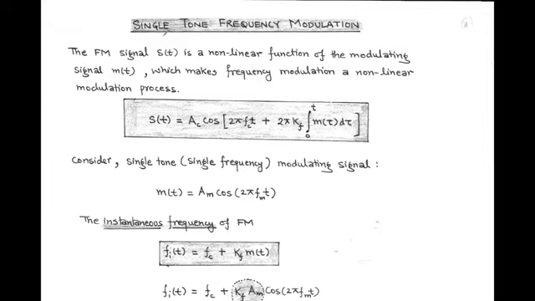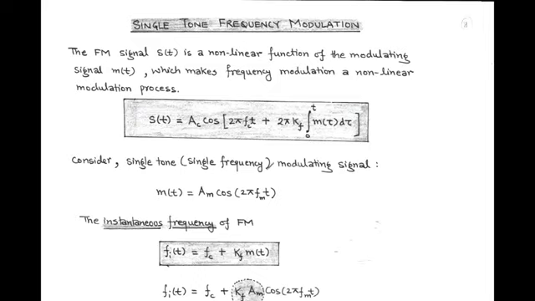Welcome friends. Our next topic is single tone frequency modulation. As we know, in a frequency modulated signal there is a nonlinear function of m(t), that is the integration of m(tau) d tau. This makes frequency modulation a nonlinear process, and the FM wave is given as s(t) equals Ac cos(2 pi fct plus 2 pi kf integration m(tau) d tau), limits 0 to t. And here the topic is single tone frequency modulation.